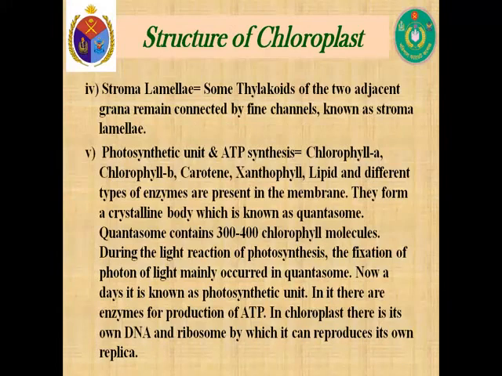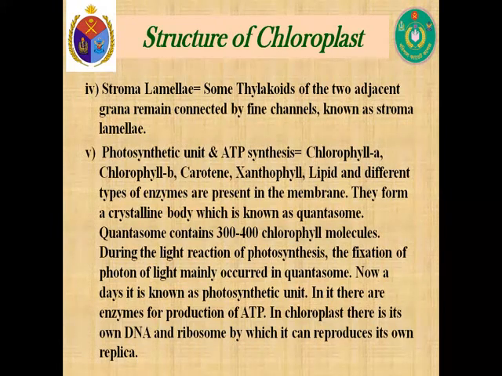Now, stroma lamellae. Some thylakoids of the two adjacent grana remain connected by fine canals known as stroma lamellae. Photosynthetic unit and ATP synthesis. Chlorophyll A, chlorophyll B, carotene, xanthophyll, lipid, and different types of enzymes are present in the membrane. They form a crystalline body which is known as quantosome.